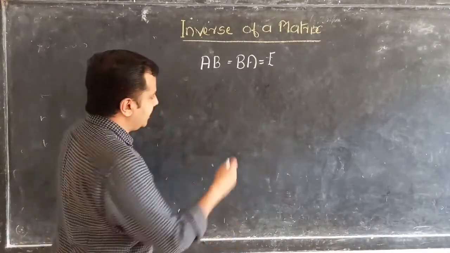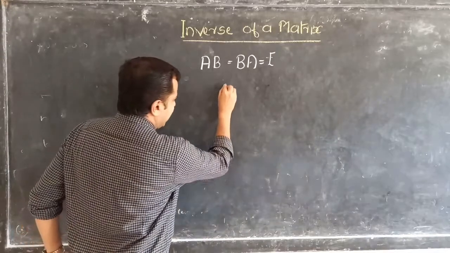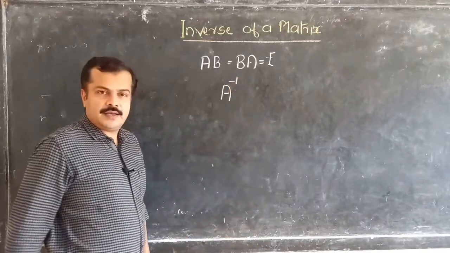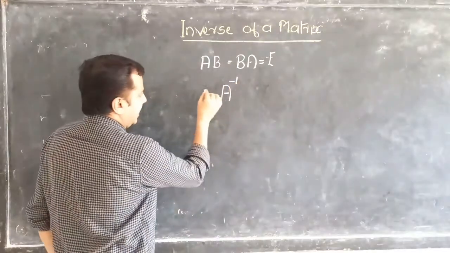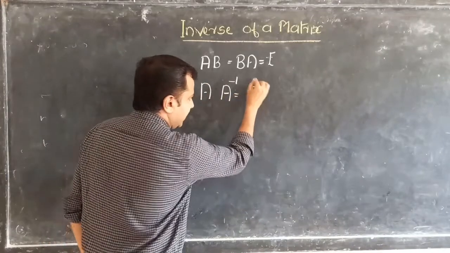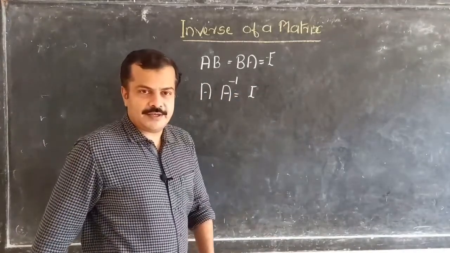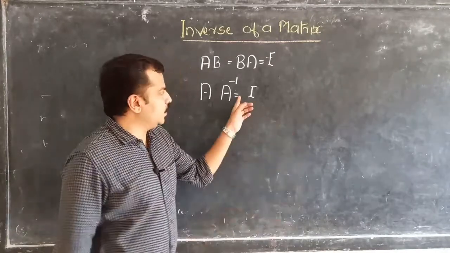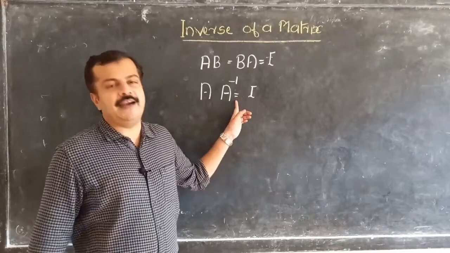So, we usually denote A inverse as A to the power of minus 1. So, if we multiply a matrix A with its inverse, it produces an identity matrix. So, multiplication of a matrix with its inverse will obviously produce an identity matrix.